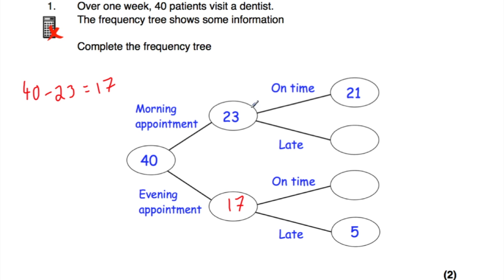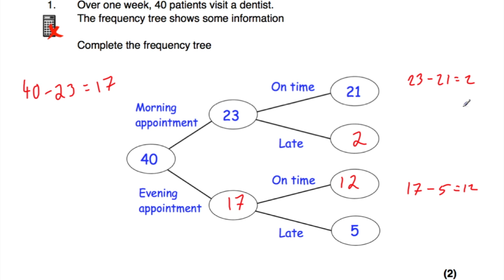Now let's look at the patients that have morning appointments. There's 23 of those altogether and 21 of those patients are on time, so the rest of them were late. 23 take away 21 is equal to 2, so 2 must be late. And finally, in terms of the evening appointments, there's 17 patients and 5 of those were late and the rest were on time. So 17 take away 5 is equal to 12, which means that 12 of those patients were on time. And that's it. So that's question 1, and we've filled out the missing numbers in that frequency tree.